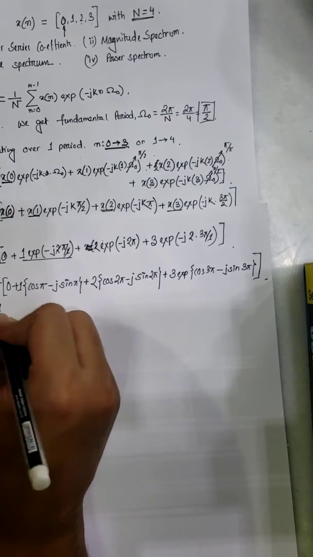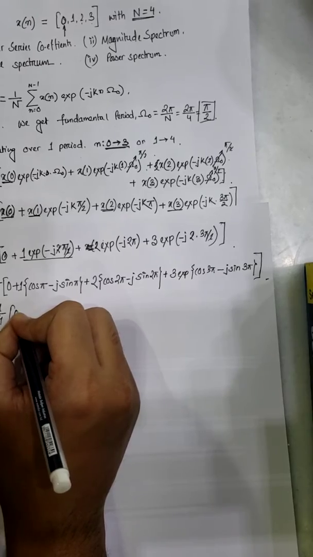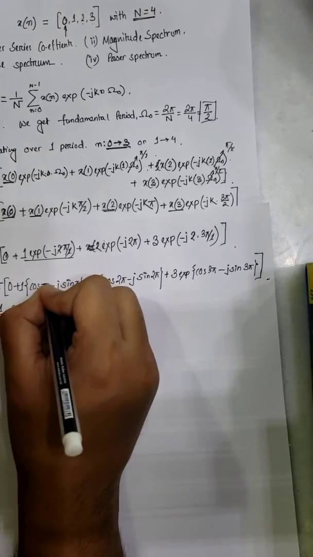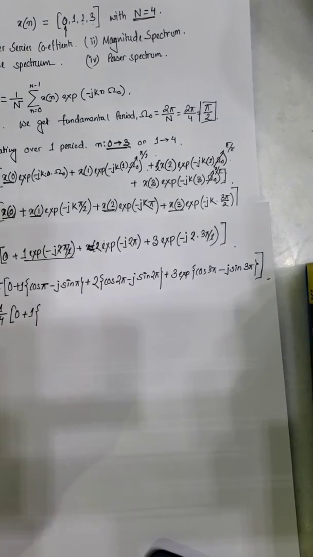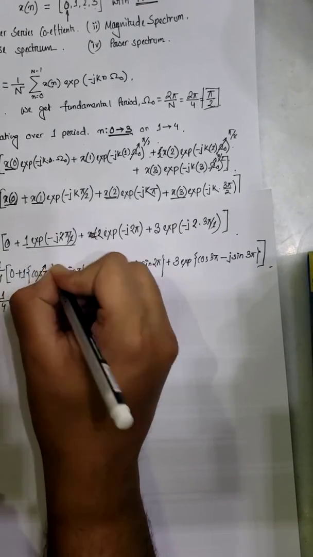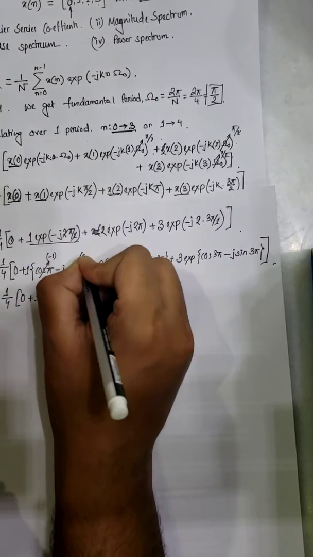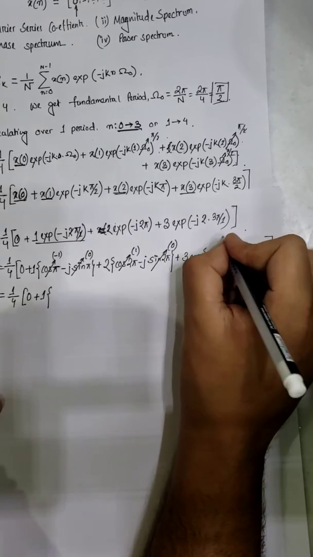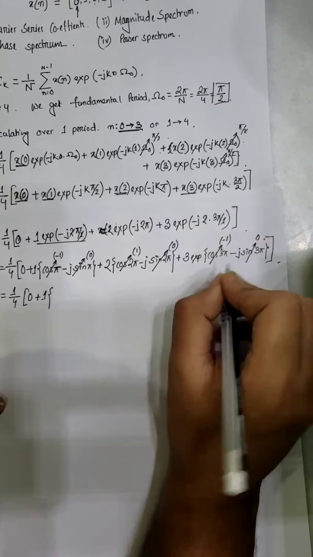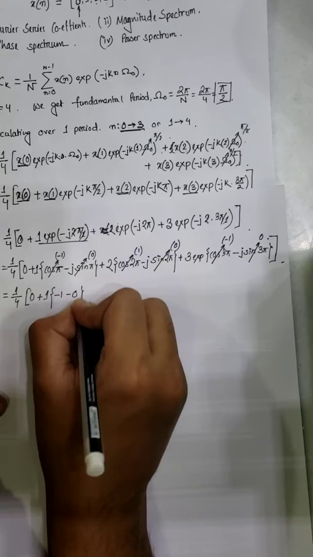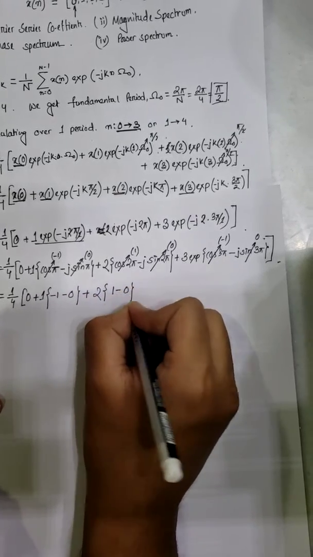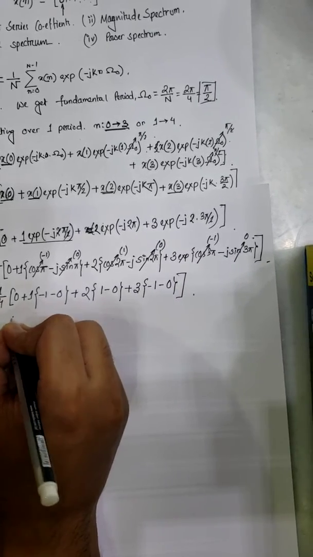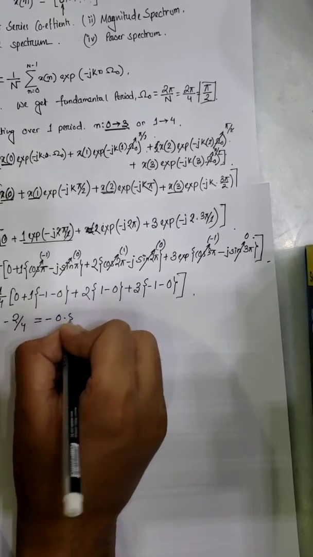Now plugging in the values of the sines and cosines, 1 over 4, this value is 0, plus 1 times, cosine of pi, which is 180 degrees, is equal to negative 1, sine of pi is obviously 0. Again, cosine of 2 pi is 1, sine of twice pi is 0, cosine of thrice pi is negative 1, and sine of thrice pi is 0. So this becomes minus 1 minus 0, plus 2 times 1 minus 0, plus 3 times minus 1 minus 0. So this becomes minus 2 by 4, which is equal to minus 0.5.